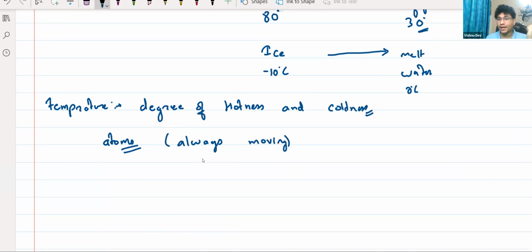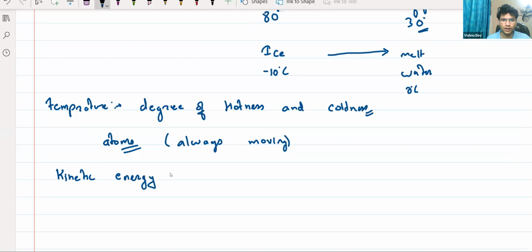So tell me one thing. If an atom is moving, if anything moves, I'll tell you one term. We will study this term later, in a later chapter. There is a term called kinetic energy. You can just write it down. Kinetic energy. We will study this. Sir, I have heard of this type of energy many times.